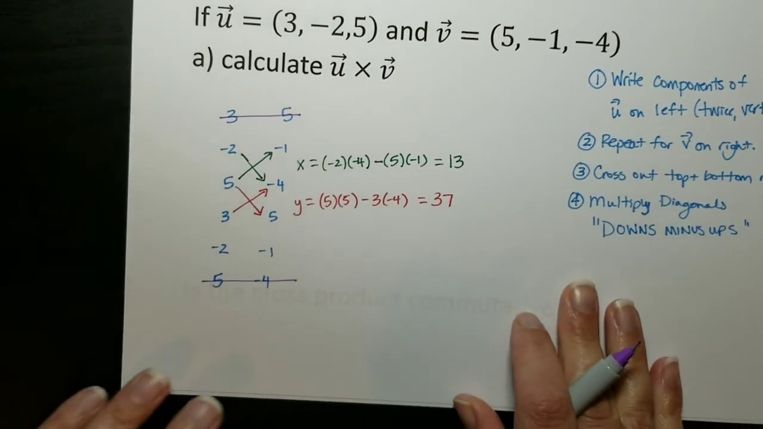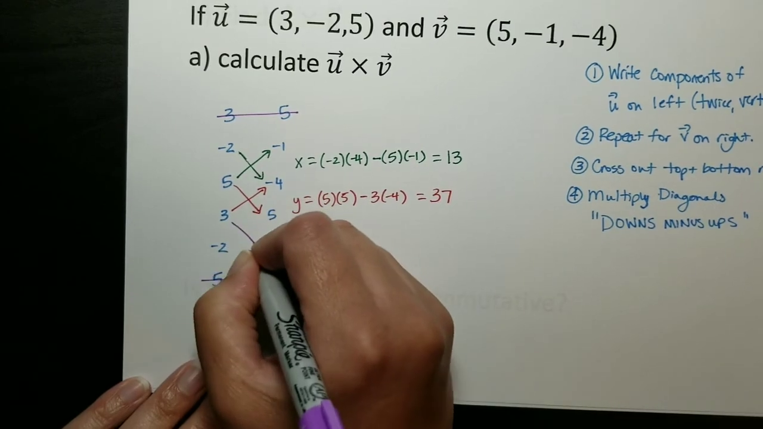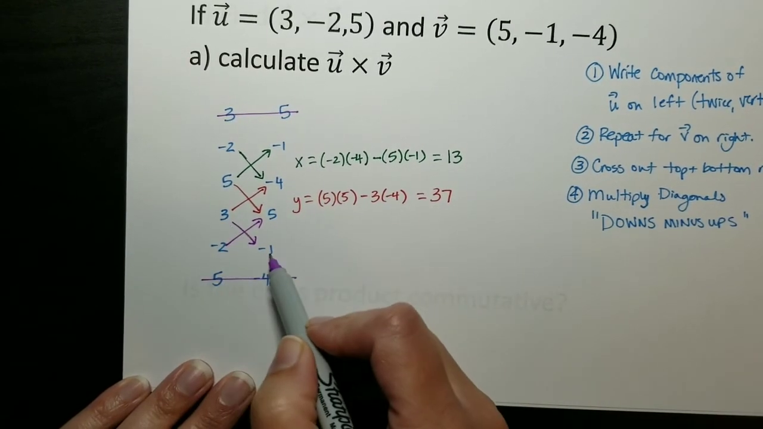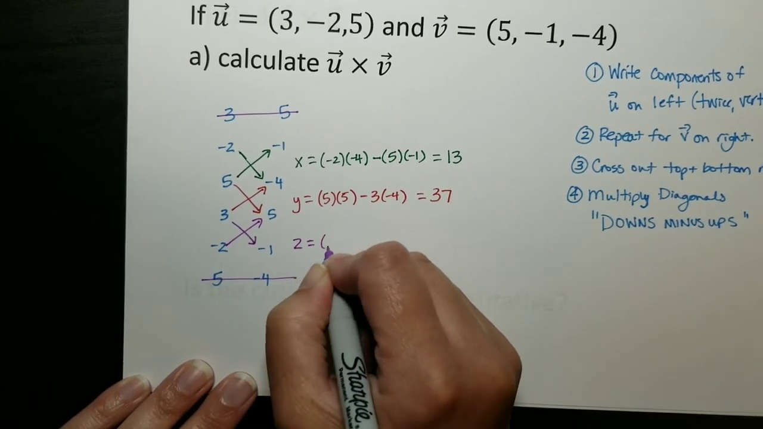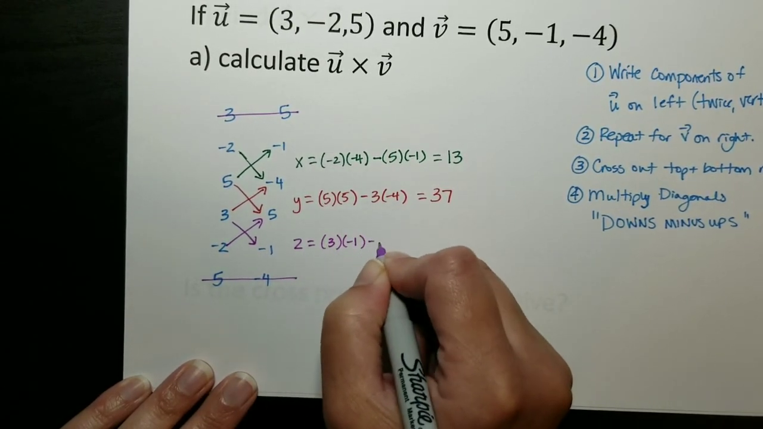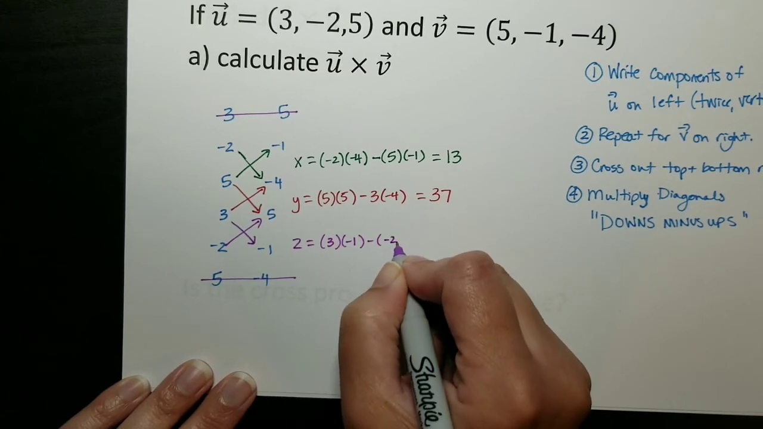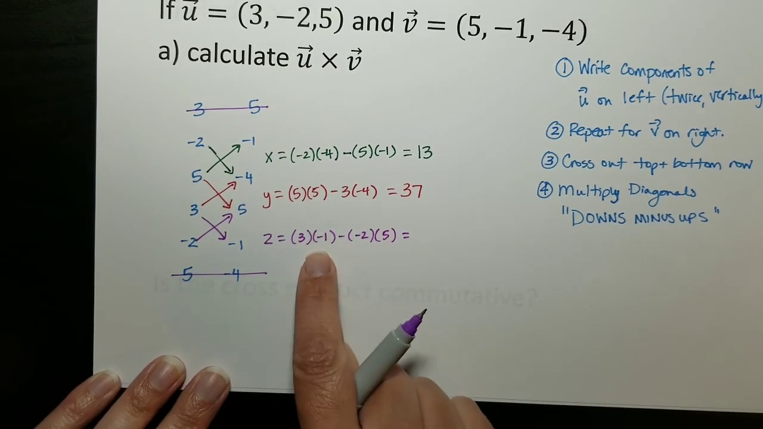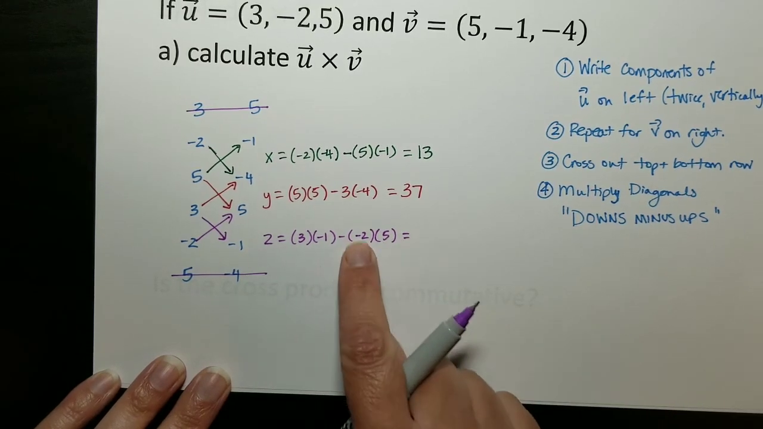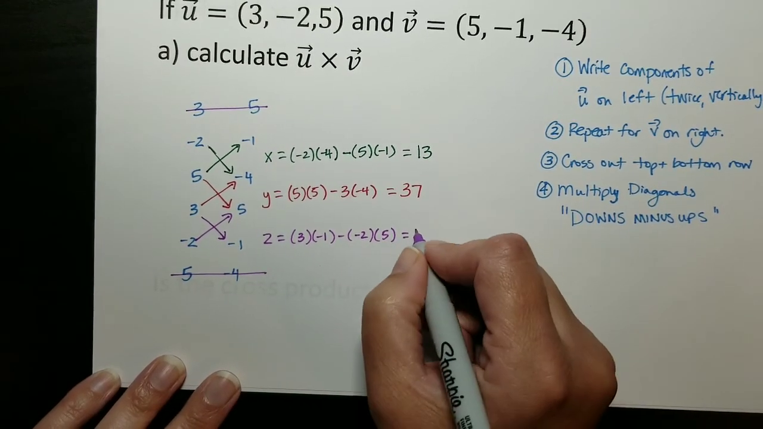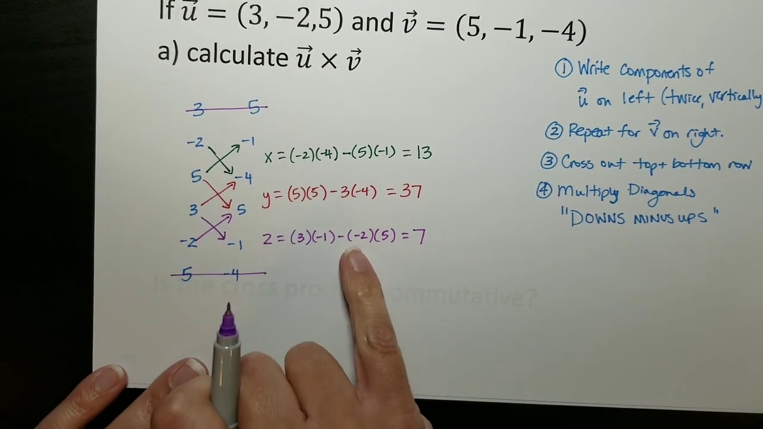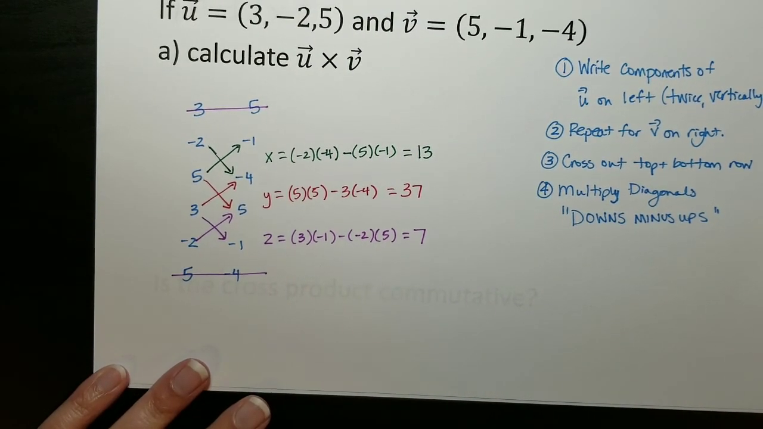The last one will give us the z's. So downs minus the ups: 3 times -1 minus -2 times 5. So that's -3 minus -10, so +10, which gives 7. You'd be surprised at how often people make little mistakes with that double negative.